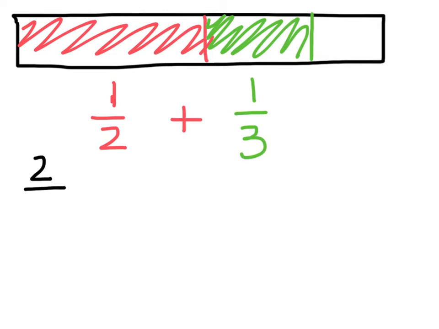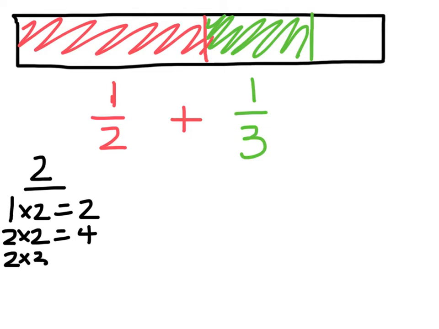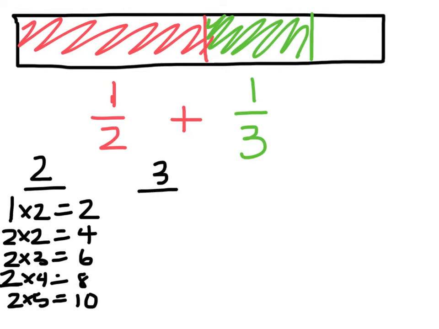We'll begin with 2. 1 times 2 equals 2. There's our first multiple. 2 times 2 equals 4. There's our second. 2 times 3 equals 6. 2 times 4 equals 8. And 2 times 5 equals 10. So here are our first 5 multiples of 2. Let's go through the same process for 3.